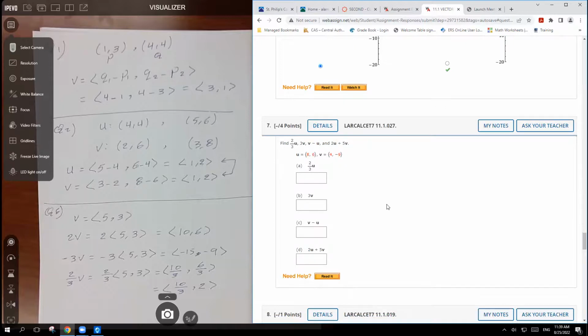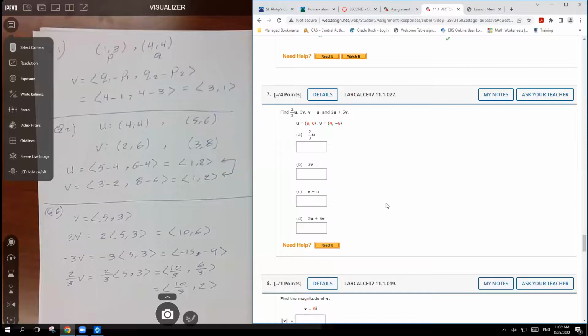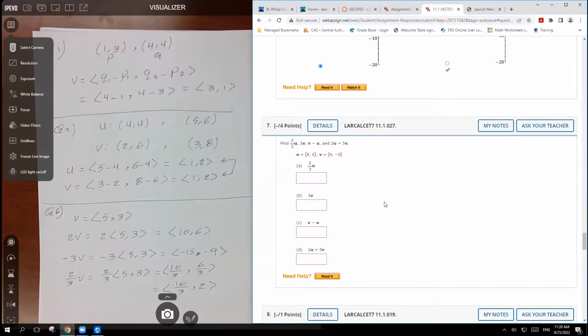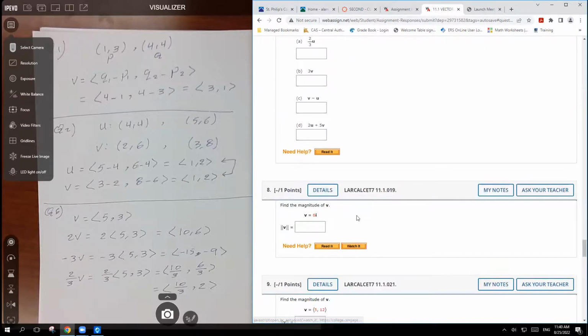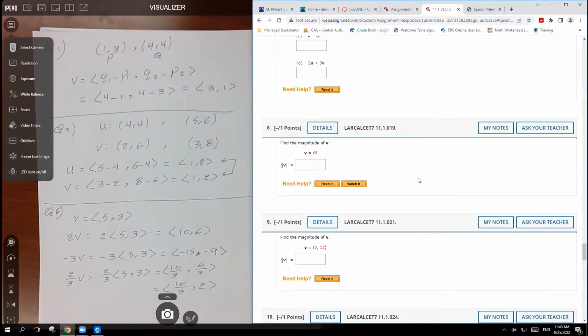What about this one? This is not that hard. Let's check. Oh, okay, the last one. Find 2/3u, 3v, v minus u, and 2u plus 5v, and you have two vectors. You just have to multiply and subtract. This is not that hard. What about this one? Find the magnitude of v. What does that mean? The length. So how much is the length for this one?